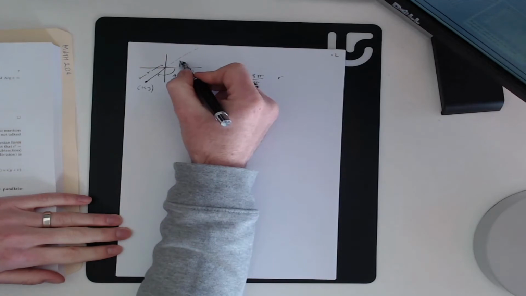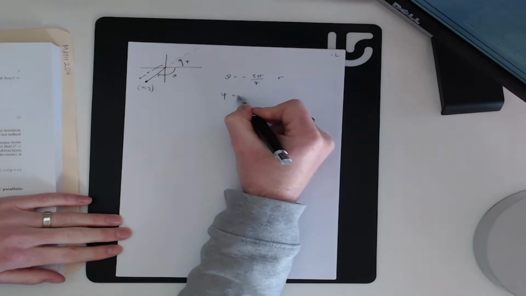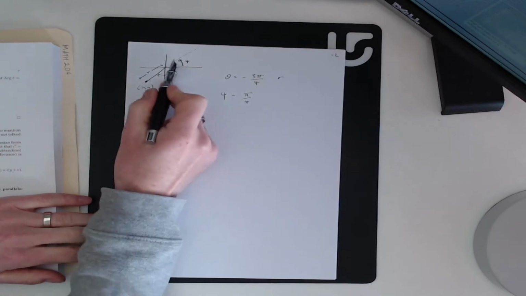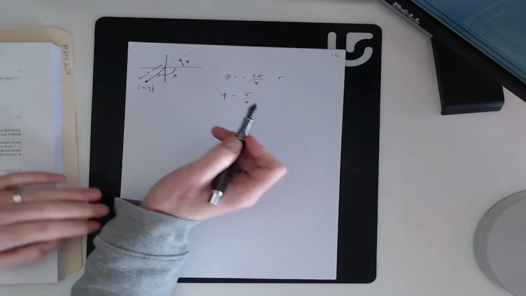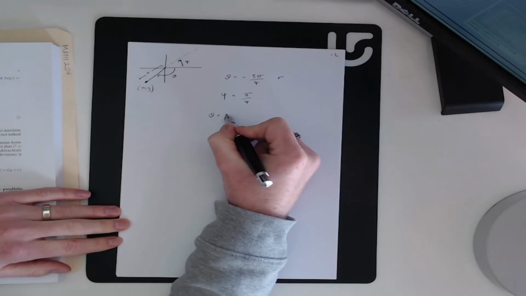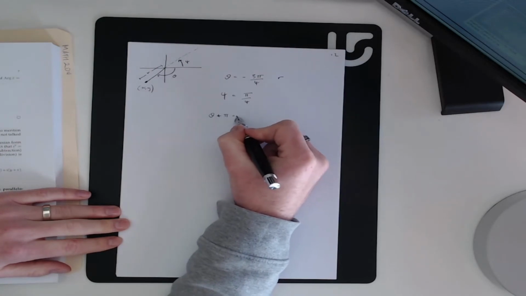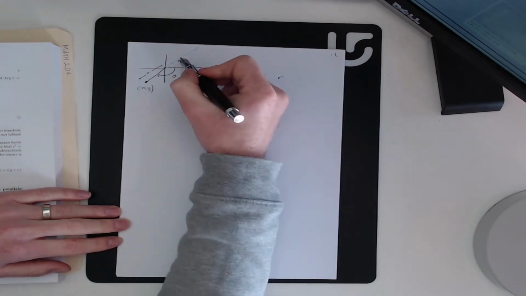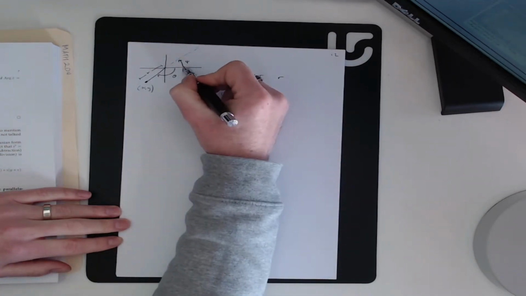But I could write this as another angle, phi here. In this case, phi would be equal to pi. You can see, because 180 degrees is pi, and if you add pi to that, you get this. So theta plus pi equals phi.